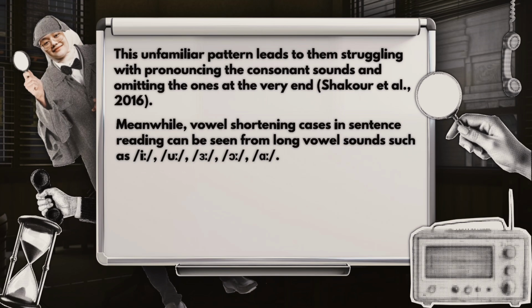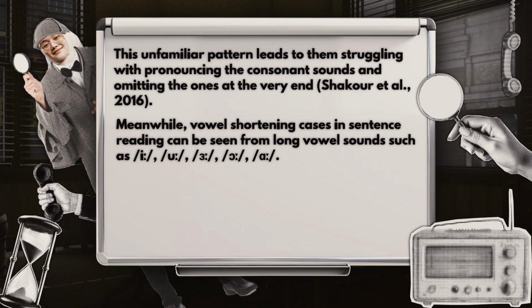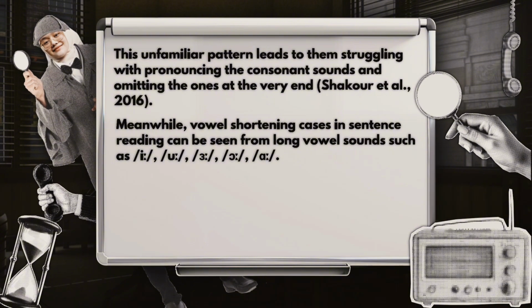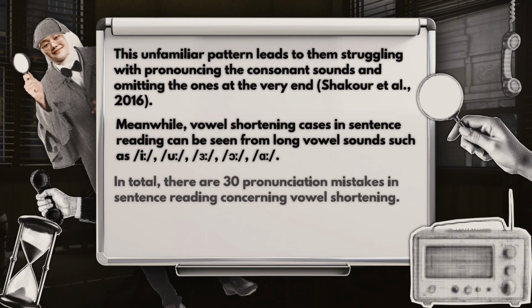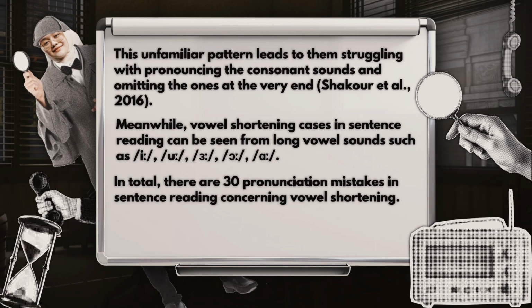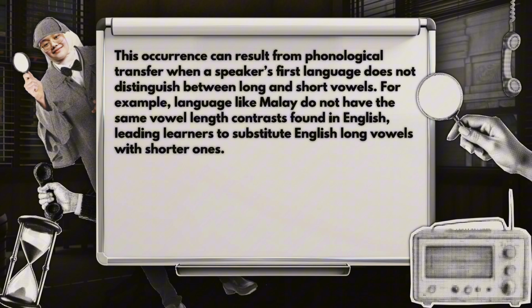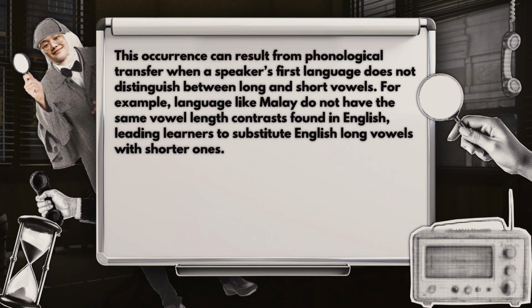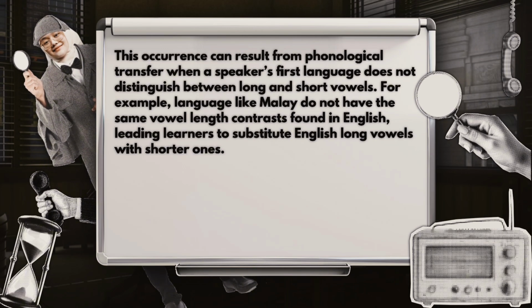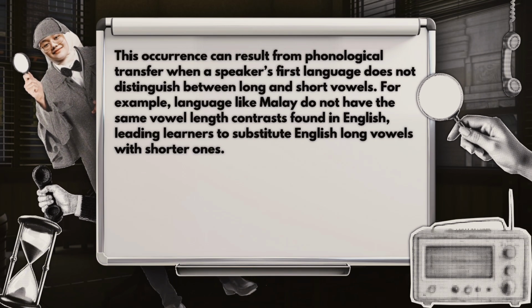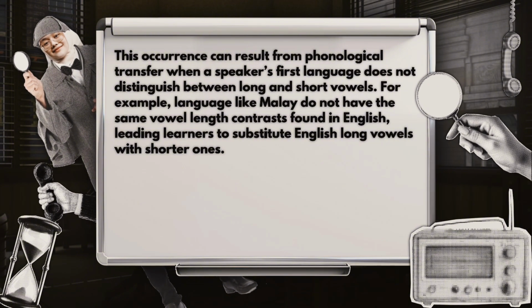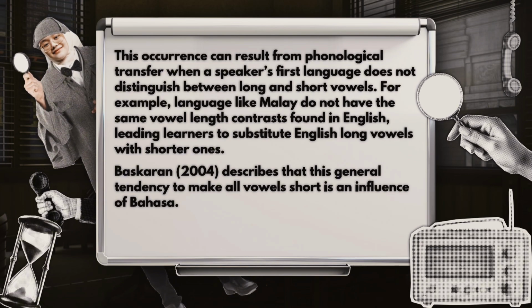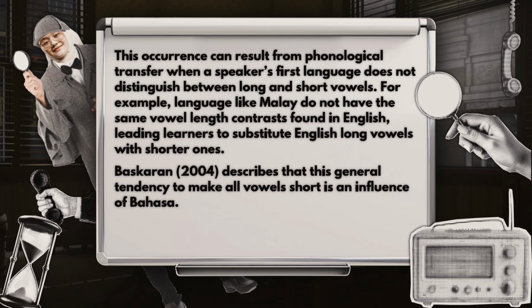Meanwhile, vowel shortening cases in sentence reading can be seen from long vowels such as e, u, o, a. In total, there are 30 pronunciation mistakes in sentence reading concerning vowel shortening. This occurrence can result from phonological transfer when a speaker's first language does not distinguish between long and short vowels. For example, languages like Malay do not have the same vowel length contrast found in English, leading learners to substitute English long vowels with shorter ones. Bhaskaran describes that this general tendency to make all vowels short is an influence of bahasa.